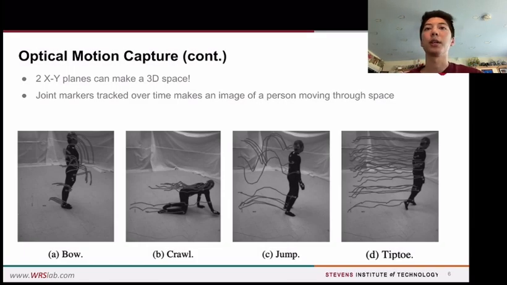To further reinforce this idea of two XY planes making a 3D space, here are some examples of a body being tracked through joint markers as it performs different actions. My favorite one is the jump, where you can see each of the little joints as they would have made the jumping motion with the body.